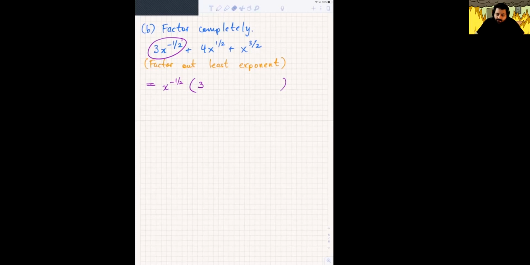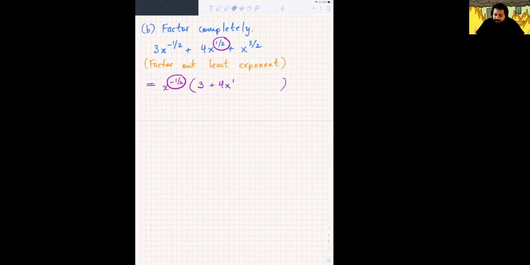But now let's look at the other ones more carefully, right? What happens if I were to factor out x to the negative 1/2 from the middle term? What does that leave me with? Right, 4x. How do you actually figure that out? Well, whatever you're factoring out, you subtract that exponent. So I'm subtracting a negative 1/2 from 1/2, and that just gives me 1. 1/2 minus negative 1/2 gives me 4x to the power 1.